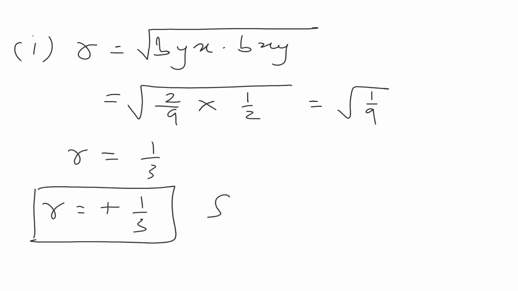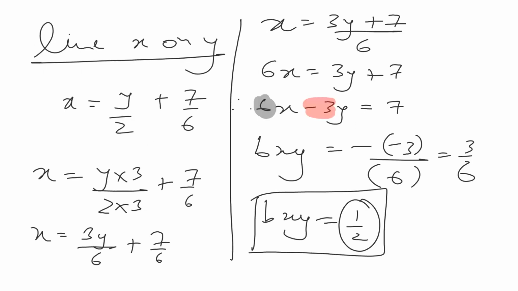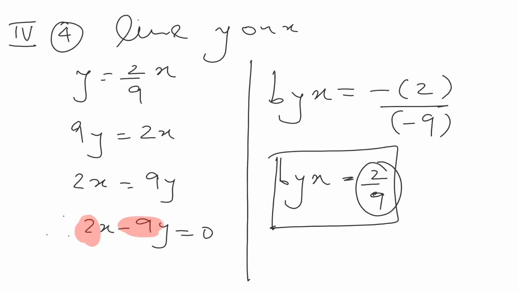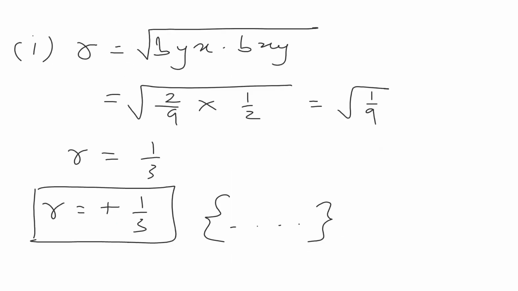Can you tell me why r is positive? R is positive because bxy and byx both are positive. So that you write over here, bxy, byx both are positive, therefore r is positive, right?